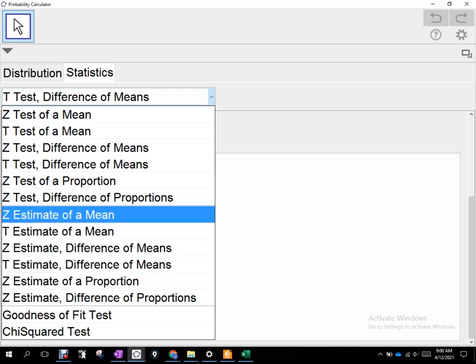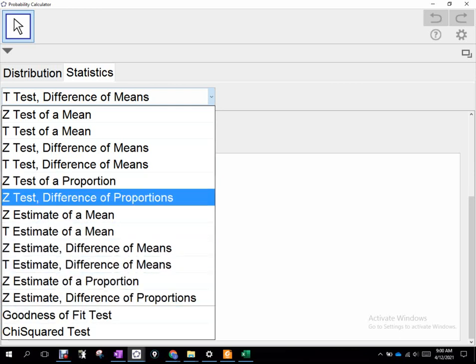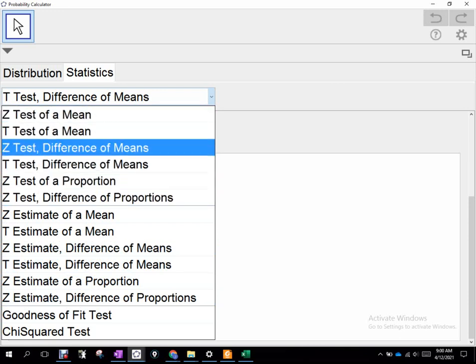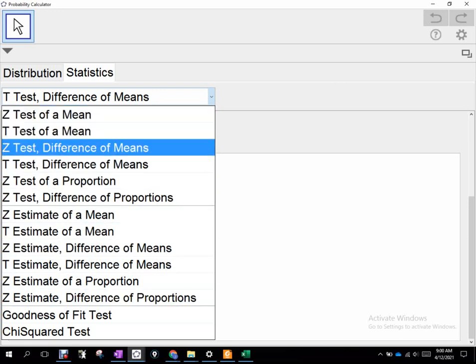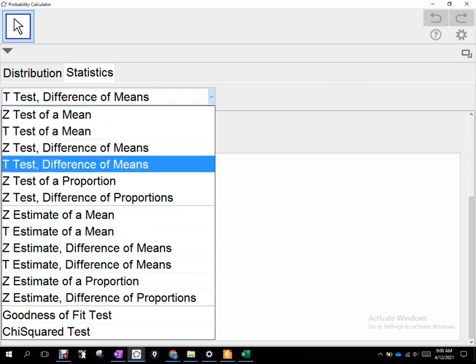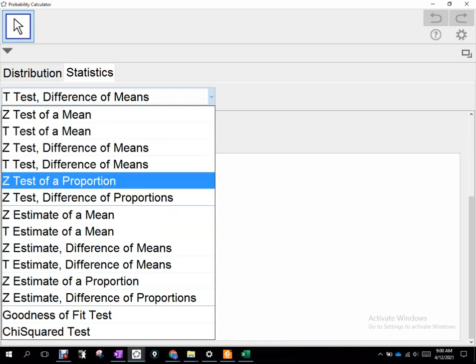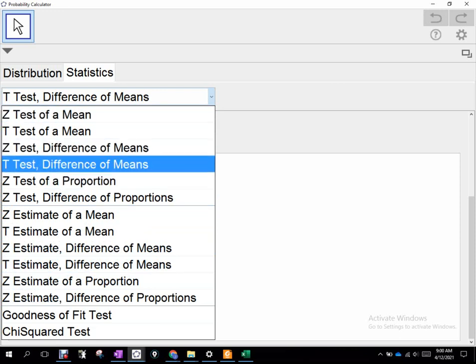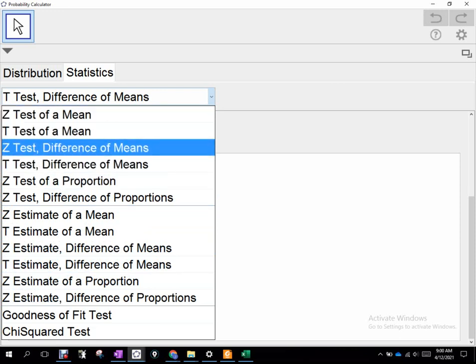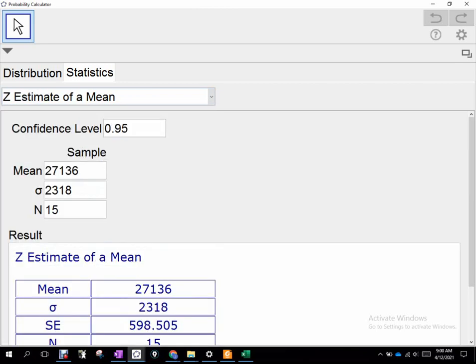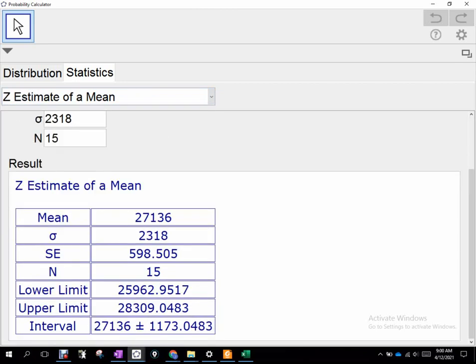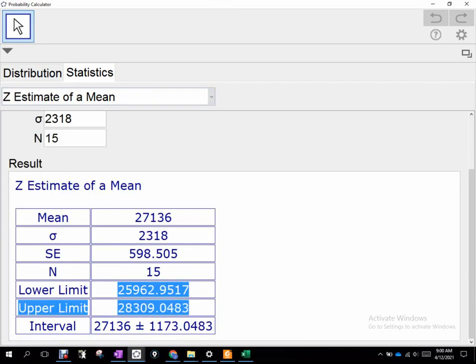Okay, we're not doing estimates. Okay, we're doing tests, right? I guess I got to read those. So we're doing Z test, T test for those 6 things. Okay, so we were just doing the differences. What these are going to do, if I click on one of those, gives you your confidence interval.